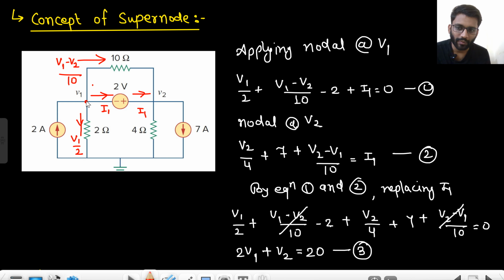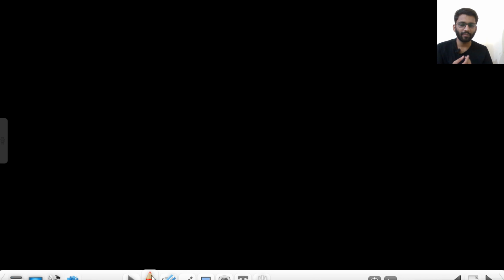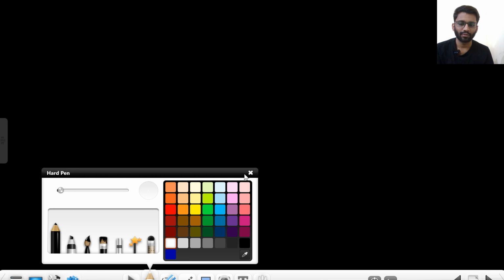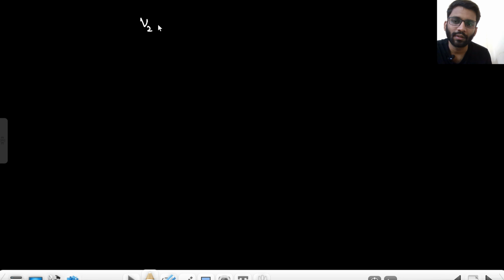If the potential of this point with respect to ground is V1, then what will be the potential of this point with respect to ground? V1 plus V2. We are coming from here to here. So V2 is equal to V1 plus 2 volt.